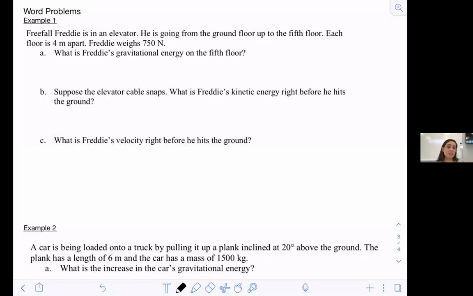Hi. In this video, we're going to take our knowledge of the law of conservation of energy, as well as energy pies and energy equations. We're going to use them to actually solve word problems. So let's look at example number one.